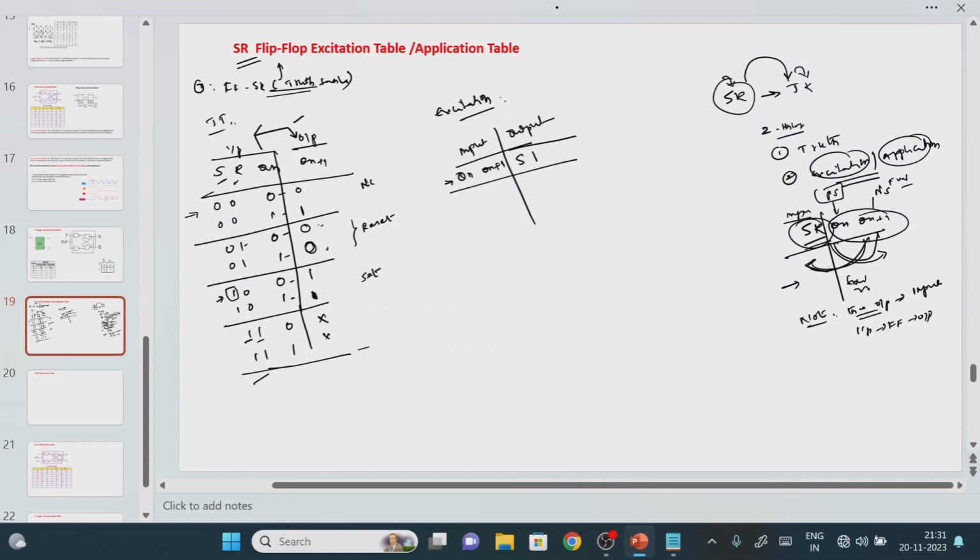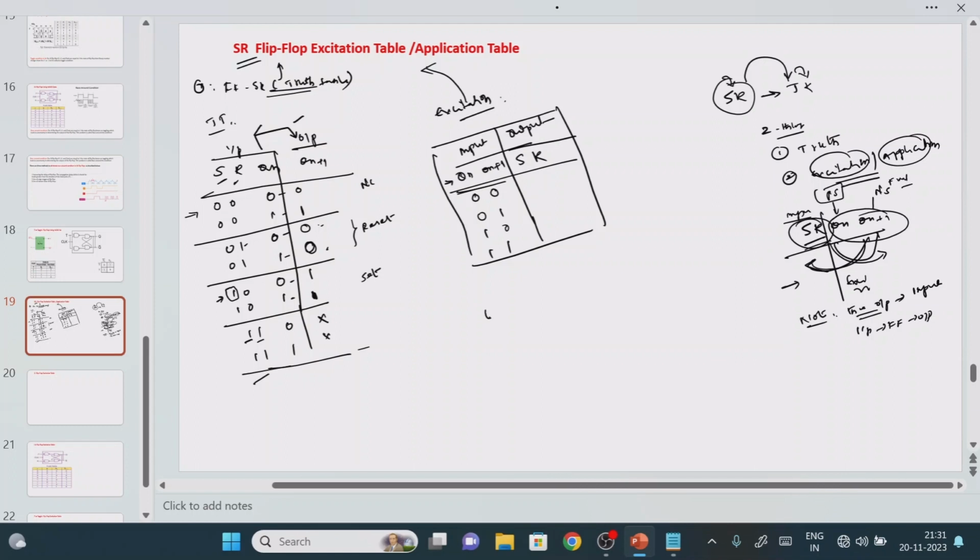The output values are the SR. This table we have to fill out. Then this will be our excitation table for the SR flip-flop. Now if we see how many inputs we have, two inputs, right? It means that 00, 01, 10, 11 are the possible values.